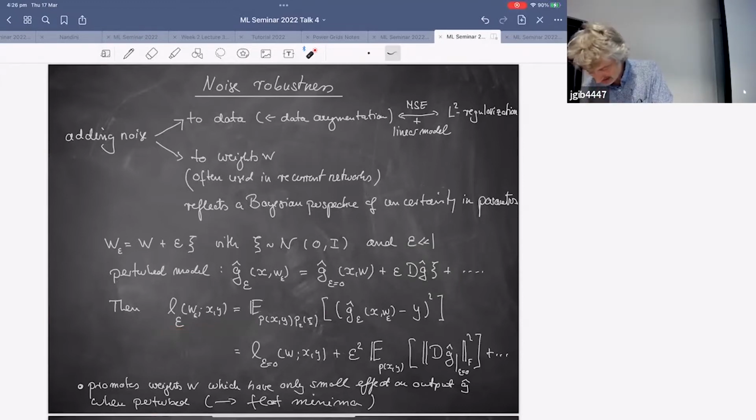Let's look at what the mean square error is. We take our model minus the data, square it, and average over the data. Here we're going back to treating the data as a random variable, and we average over the independent noise that we use to perturb the weights. Now you can do the square and so forth. If you do that, using that the mean of this psi is 0, you see that this is the old loss function plus epsilon squared times this function here, which is like a Frobenius norm on the gradients.